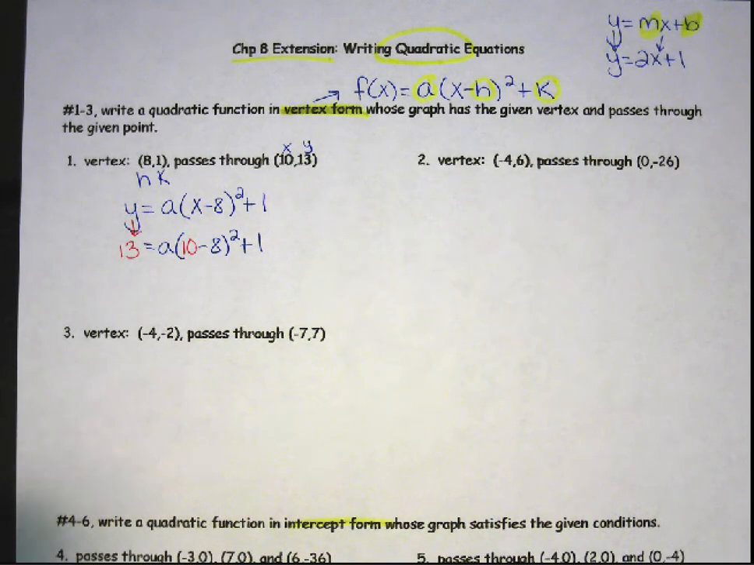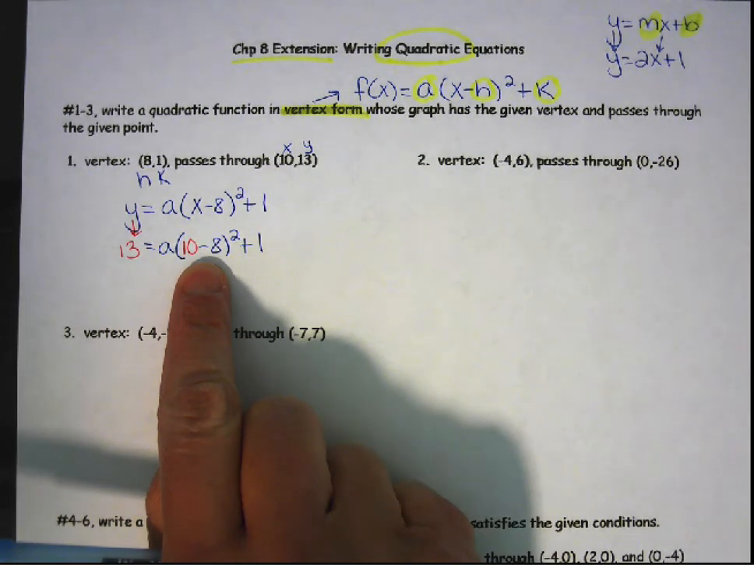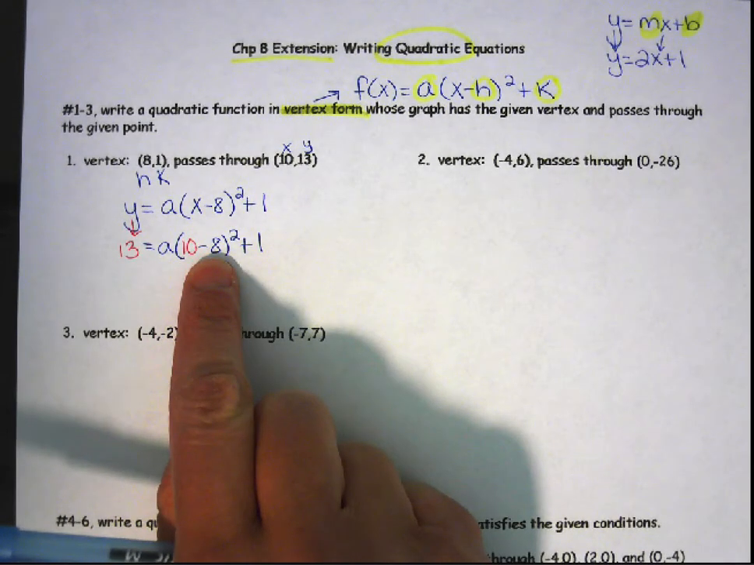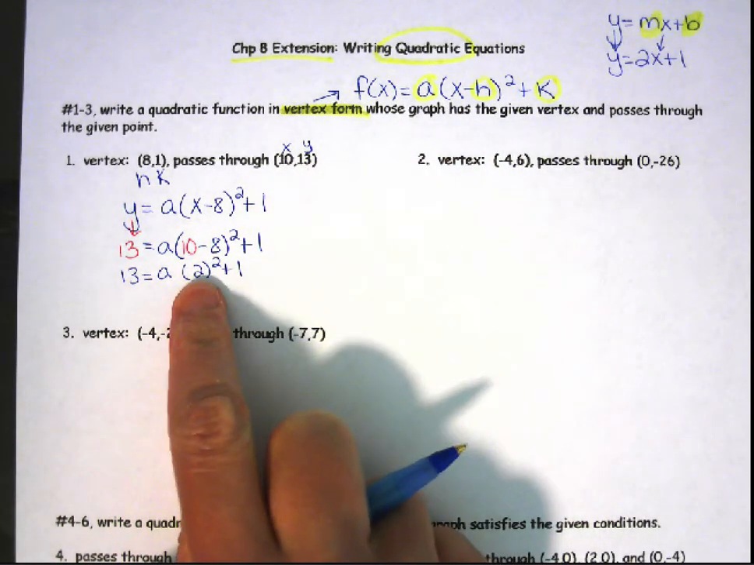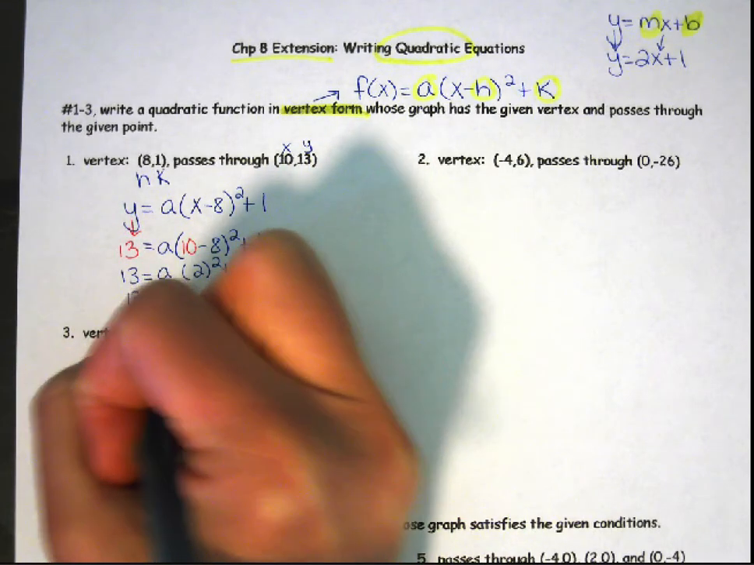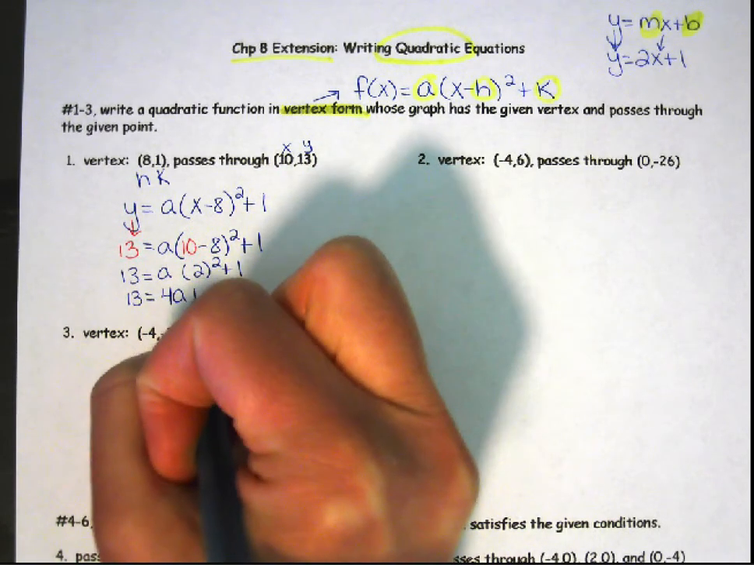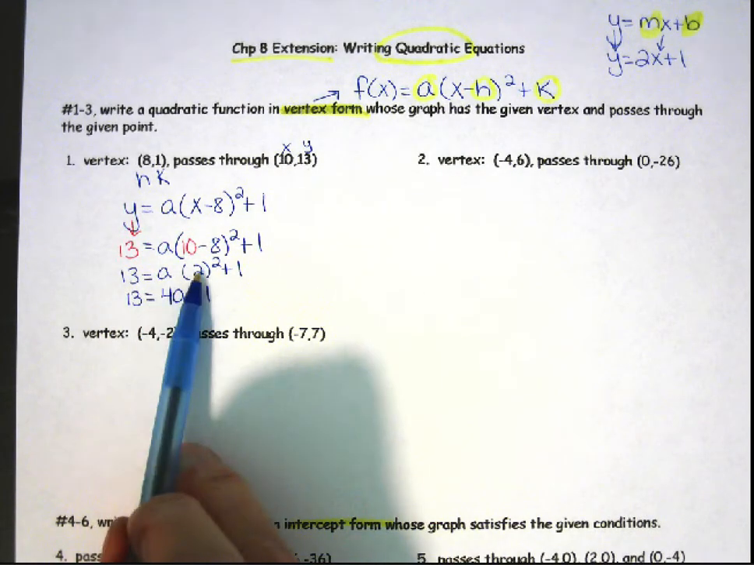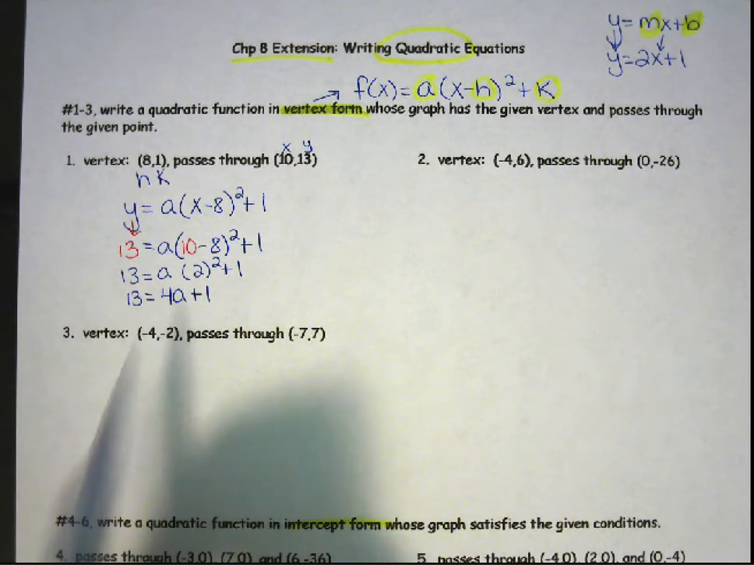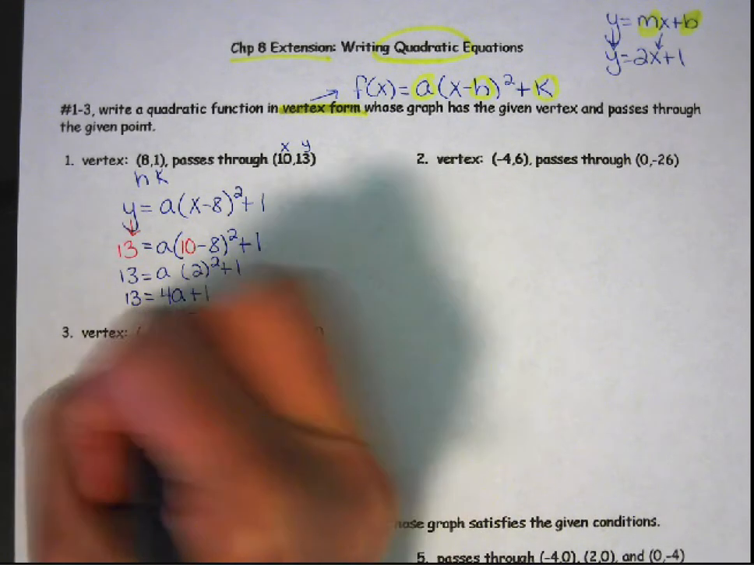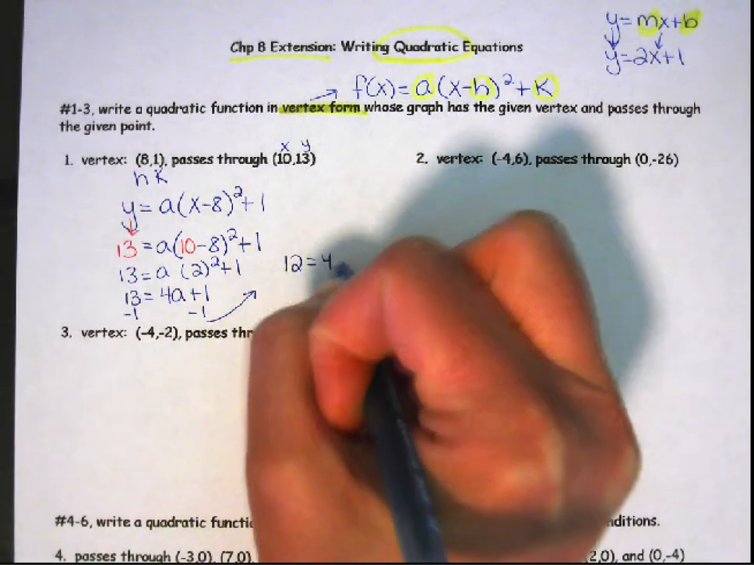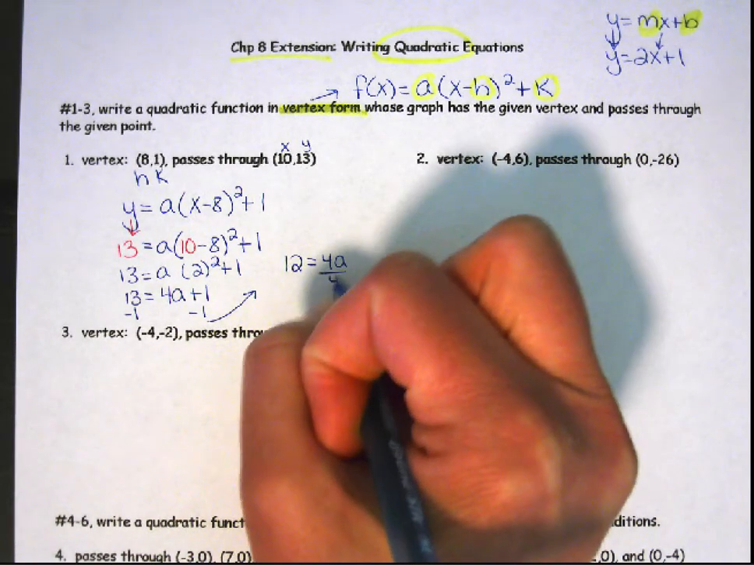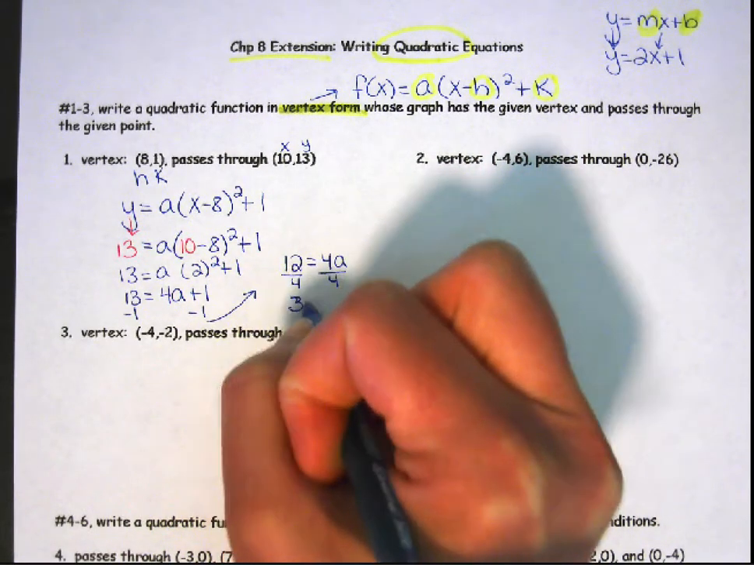But you do have to be very careful that you do your order of operations correctly. So we need to make sure we do our parentheses first. So 10 minus 8 is 2. 2 squared is 4. And we typically write that in front of the letter because this is A times 4, so we switch those around due to the commutative property. Now we're going to subtract 1. So I get 12 is equal to 4A. And now I'm going to divide by 4. And I get my A to be 3.